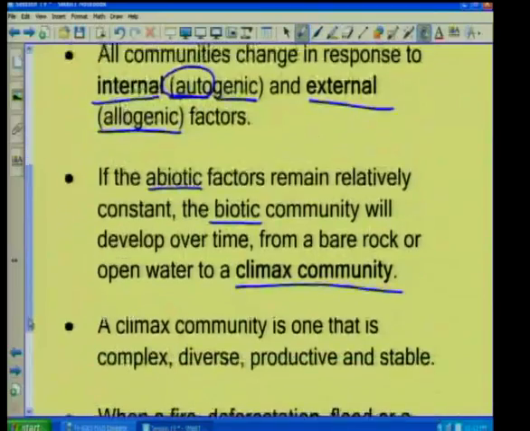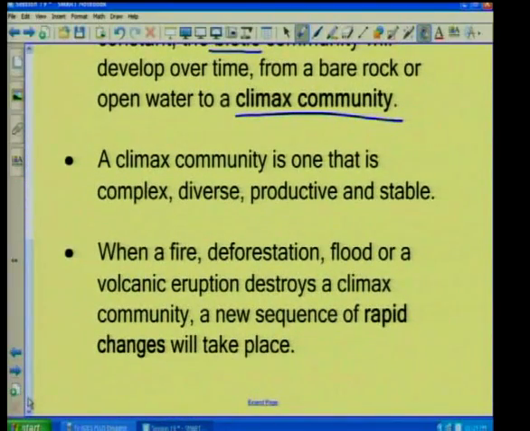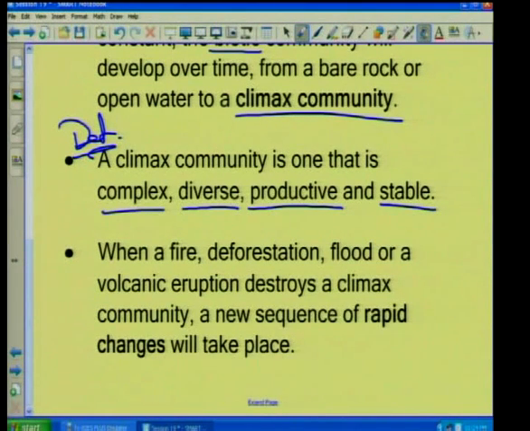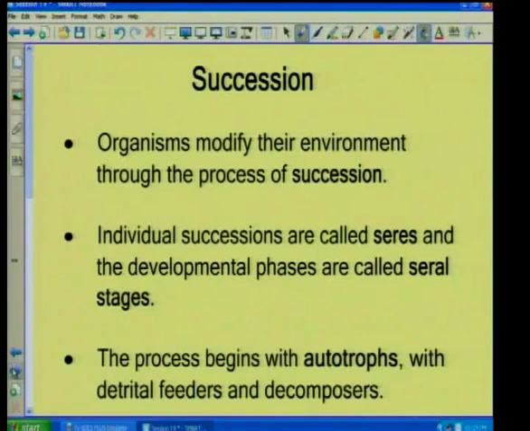Now, climax community is one that's got everything. A climax community is complex, it's diverse, it's productive, and it is stable. And that is your definition there for a climax community. It's complex, it's involved, diverse, productive, and stable. Now, when there's a fire, deforestation, a flood, volcanic eruption, what do we do? We destroy that climax community, okay? And there's a whole bunch of changes that take place after that.